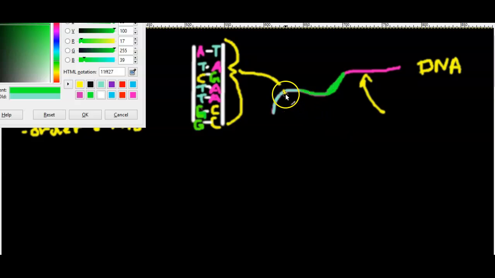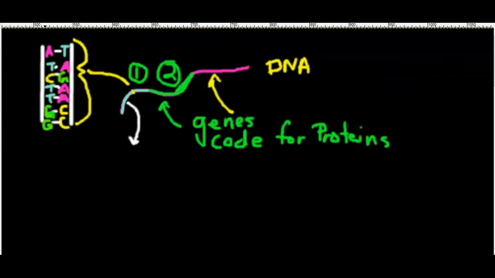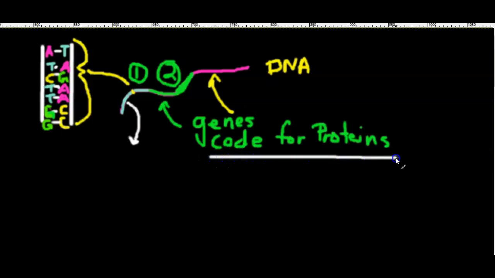And then right there is part of that one. So we're going to have this gene right here. So these are both going to be coding for protein. So DNA that codes for protein is called a gene. So a gene is a part of DNA that codes for proteins.